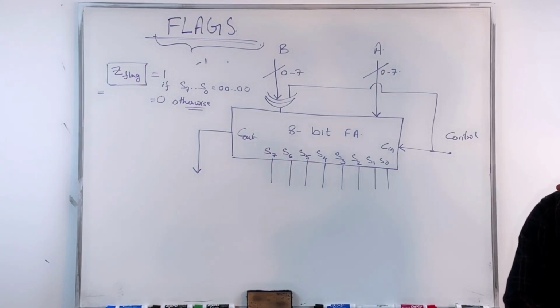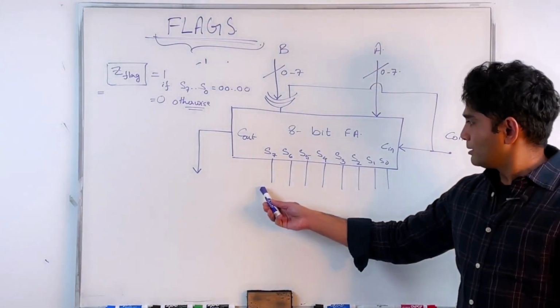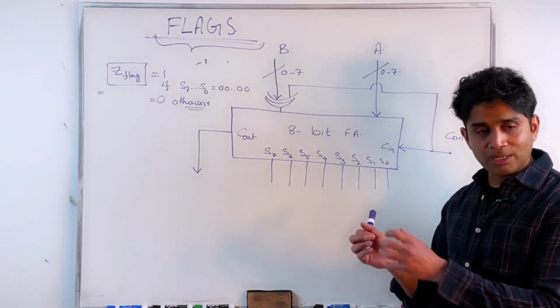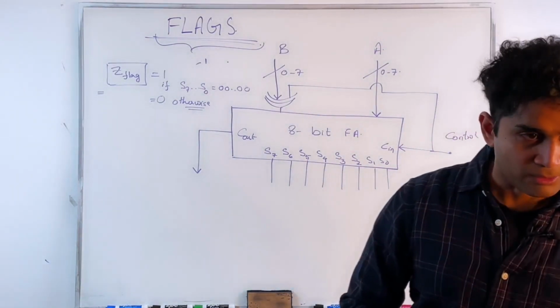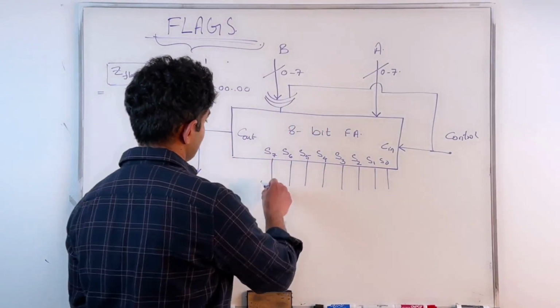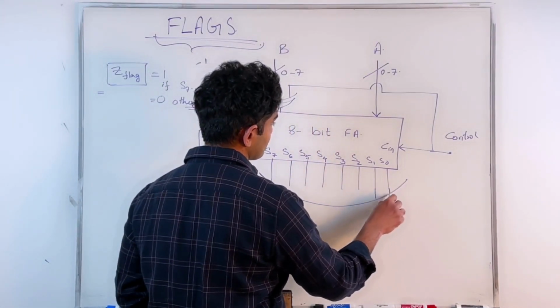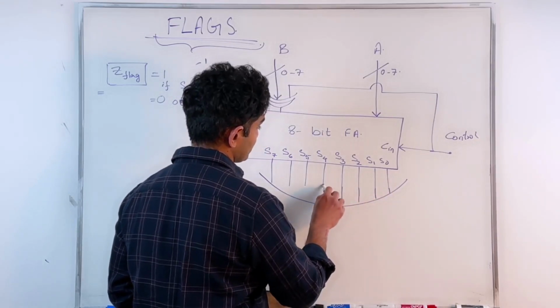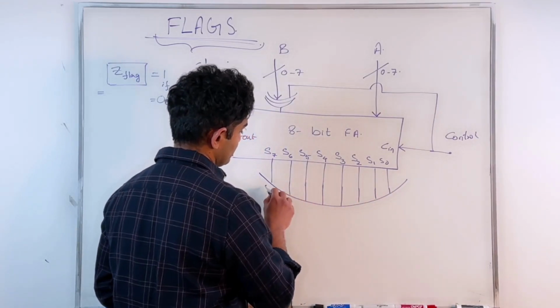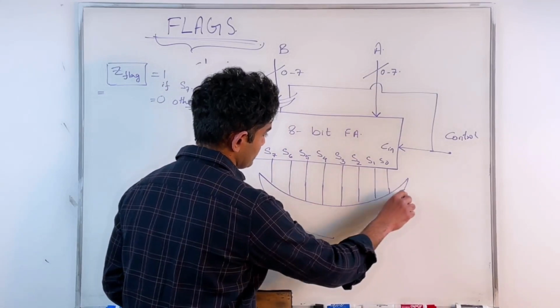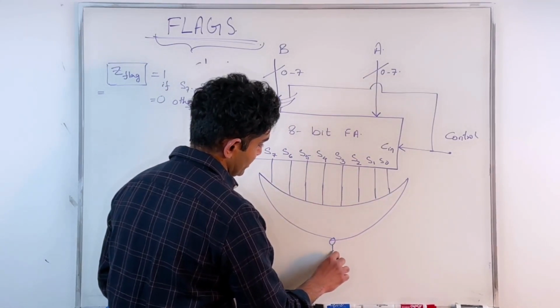I have 8 bits here. Somehow I want it to, okay, a NOR gate. So basically I will pass all of them through an OR gate and see if that works.